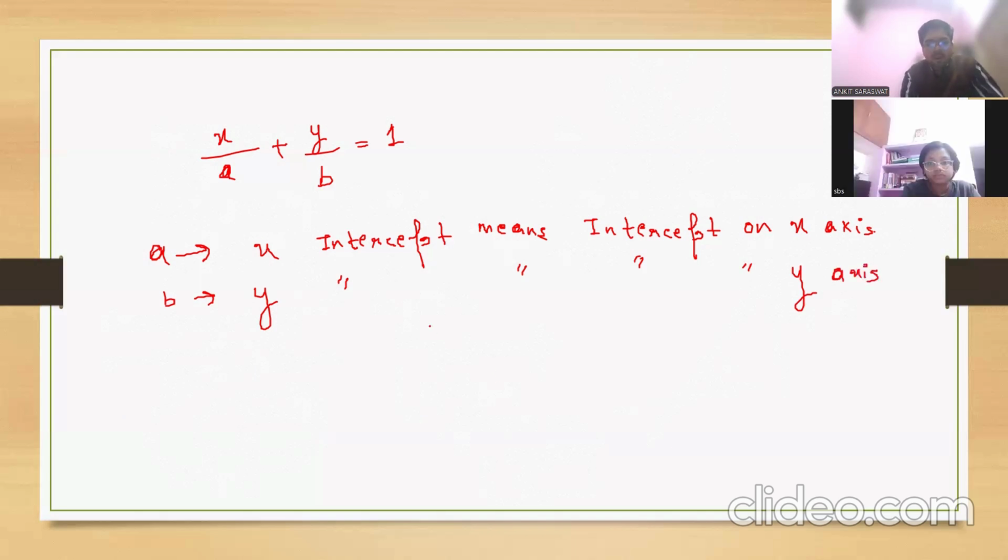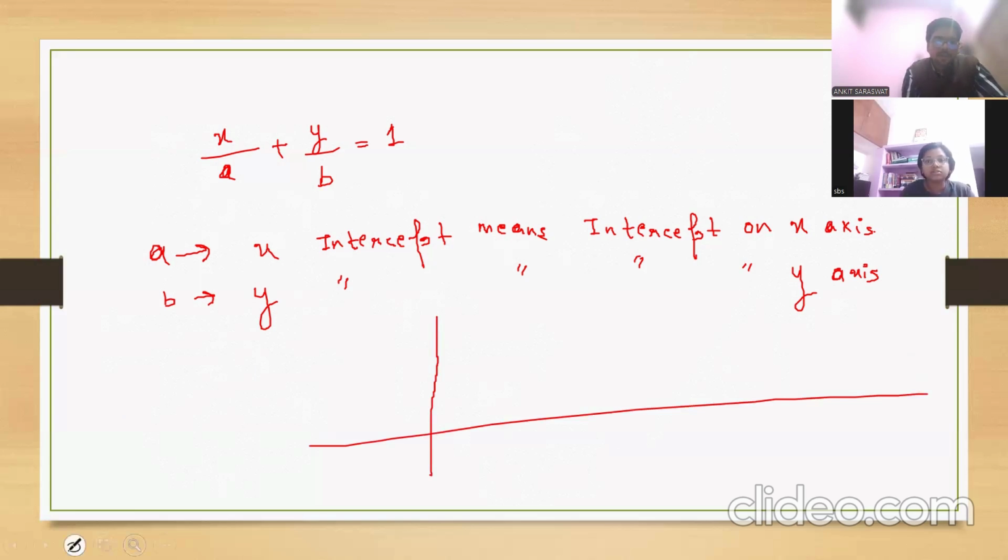Now, how will you draw? For drawing a straight line, I need at least two points, or one point and one slope. One more thing I want to explain. If anybody asks for the x-intercept, then make y 0. Vice versa, for the y-intercept, make x 0. Now if I ask for the x-intercept, make y 0. Tell me what is the value of the intercept?